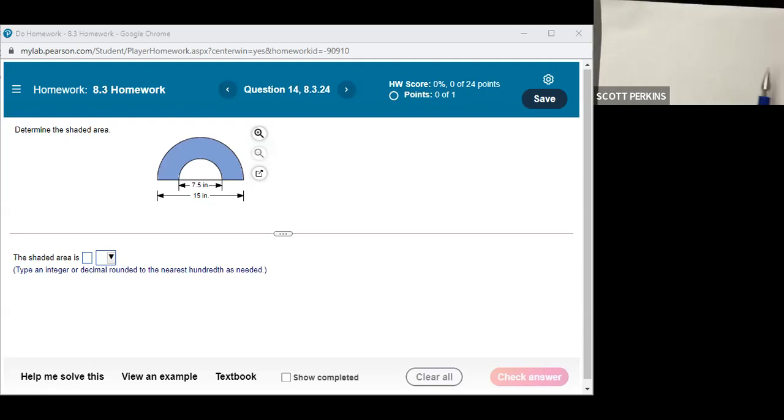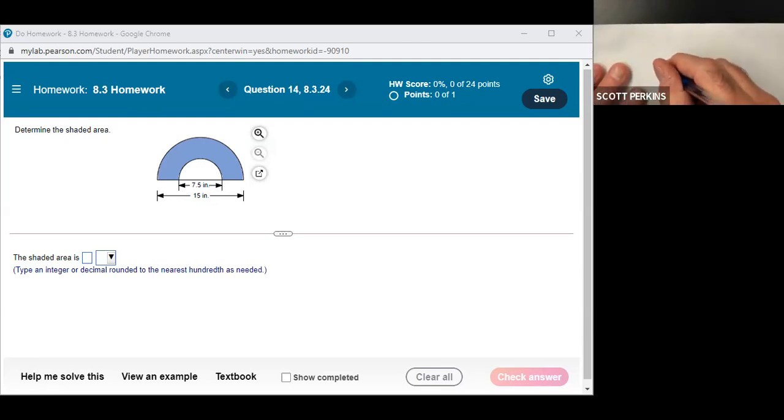So I'm just going to transcribe this to my sheet of paper so I have it to work with. So I've got an outer edge and I've got an inner edge. And I want to figure out what this is right here. I'm told the dimension of the smaller part is 7.5 inches. And then the outer part is 15 inches. Okay, great. All right, so I'm going to stop sharing the screen.